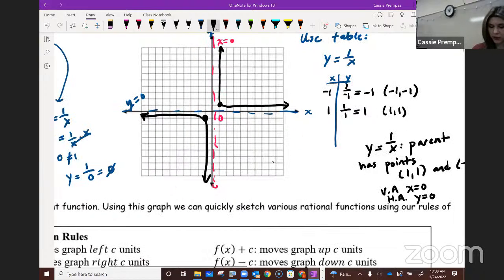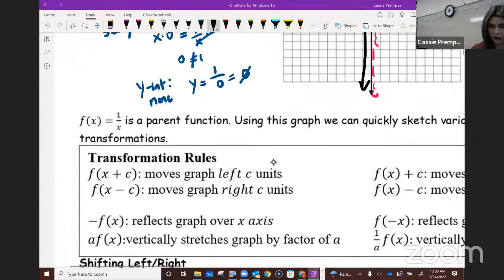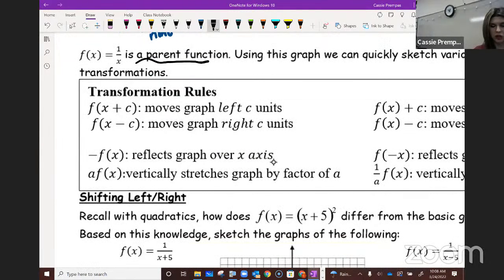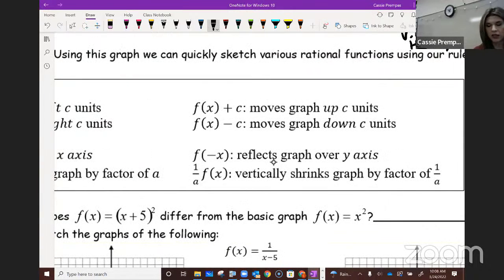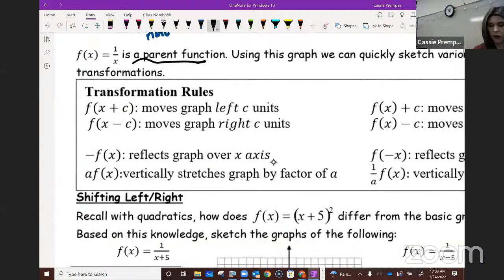All right, after we've discovered what the parent function looks like, we can use any numbers that are being added or subtracted to the x in the parent function to help us move the graph left or right. We can use any numbers added or subtracted outside of the x to move the graph up or down. And we can reflect the graph over the y or the x axis using those negatives in front. We're not going to be doing vertical stretches or shrinks with these parent functions.